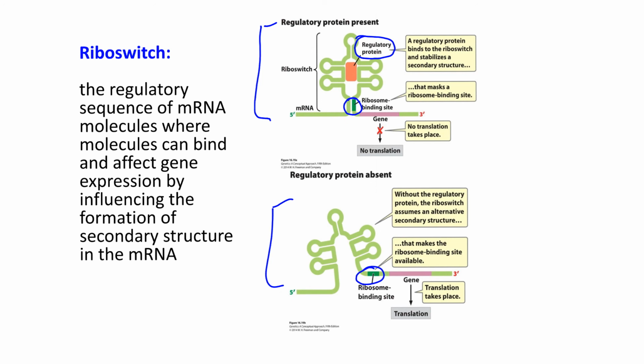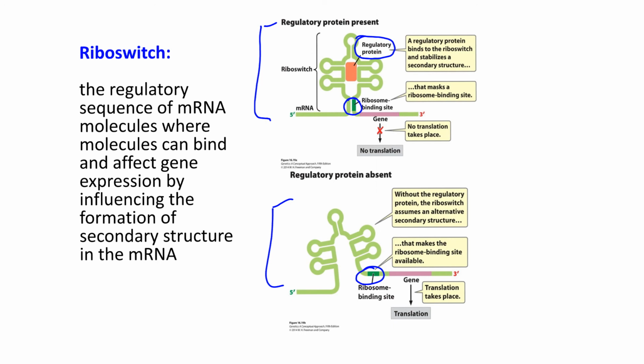One of the examples of a gene regulated by riboswitches is synthesis of vitamin B12 by bacteria. So when vitamin B12 is found in an activated form, in this activated form, the riboswitch falls into a secondary structure that actually masks the ribosome binding site, and there is no translation, no B12 synthesis. However, if there is no activated form of vitamin B12, the riboswitch has a conformation which enables binding of ribosomes and translation and synthesis of vitamin B12.